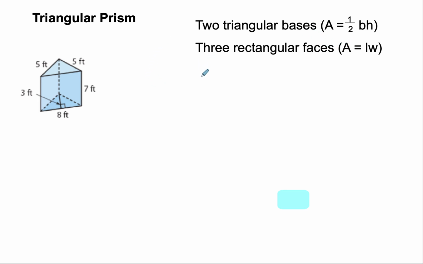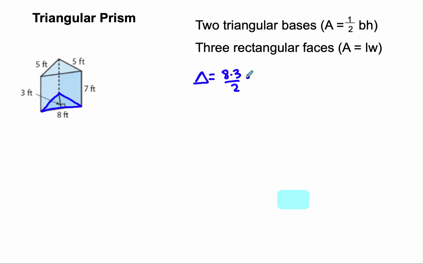So generally when I do a triangular prism, I start with my triangles. And I look at the triangle and I look for the 2 parts that form the right angle. So here's the triangle. And I find the right angle, which is right here. The numbers that form the right angle on the base are 8 and 3. So I'm going to do 8 times 3 divided by 2. That tells me the area of one triangle.